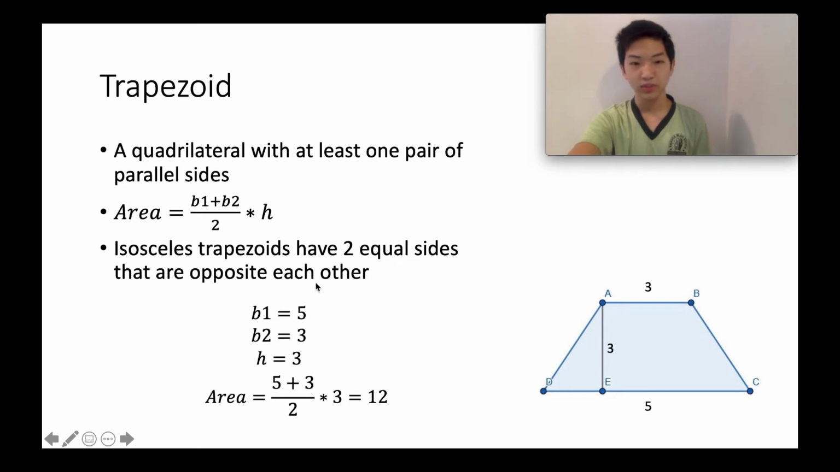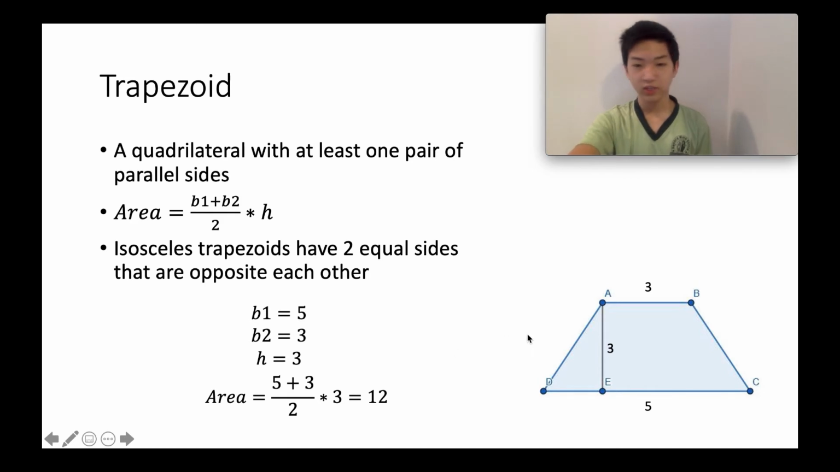Isosceles trapezoids have two equal sides that are opposite each other. So this here is an isosceles trapezoid because these two sides are equal. So here we find the area of the trapezoid. Base 1 equals 5, base 2 equals 3, height equals 3. Area equals 5 plus 3 divided by 2 times 3. Well, that'd be 12.